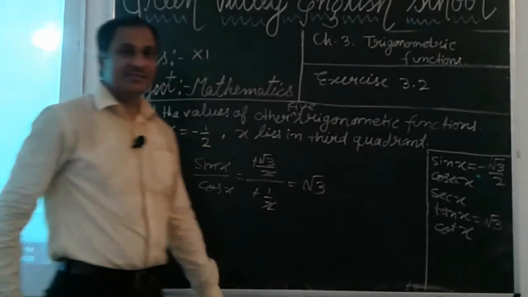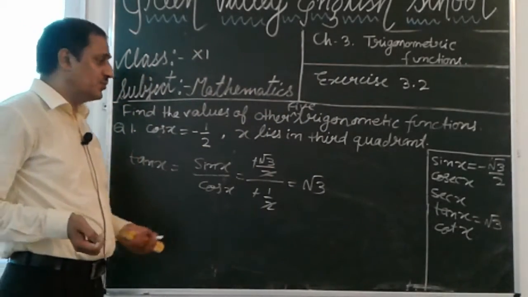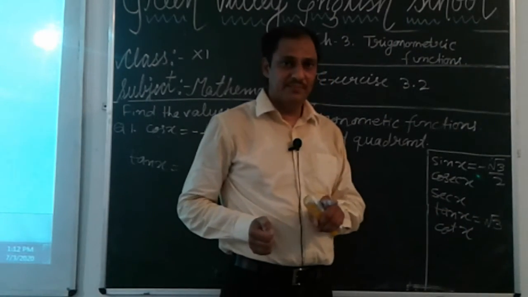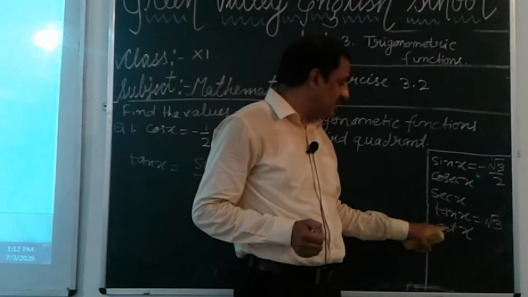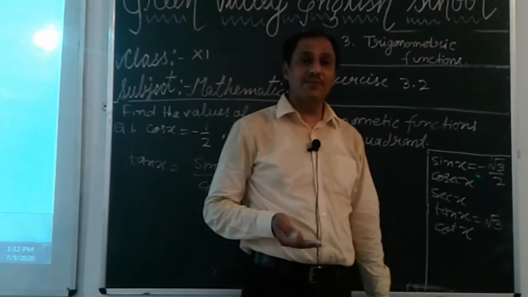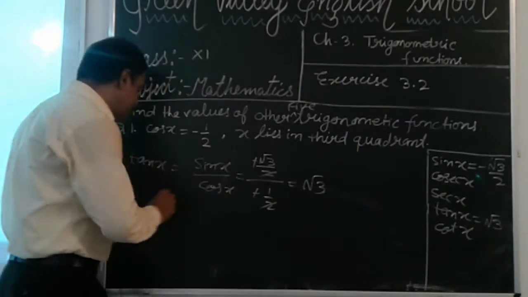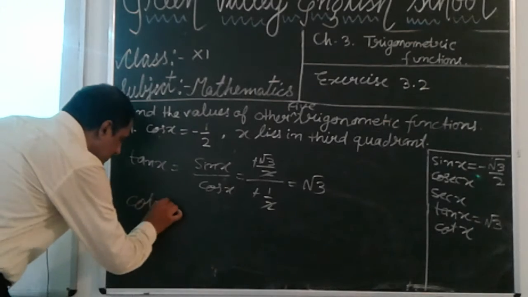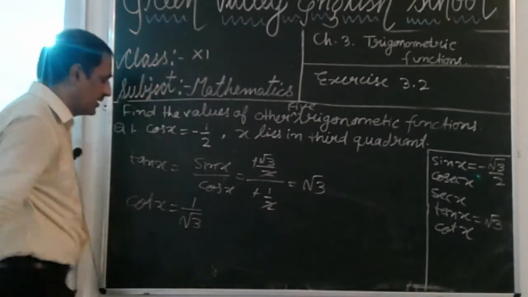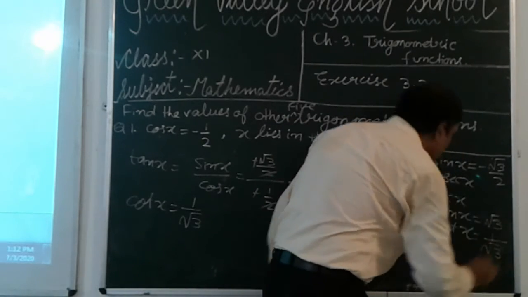This is the value of tan x, root 3. If the value of tan x is equal to root 3, then the value of cot x is equal to what? As you know, cot x is the reciprocal of tan x. The reciprocal of root 3 is 1 upon root 3. Hence the value of cot x is equal to 1 by root 3.